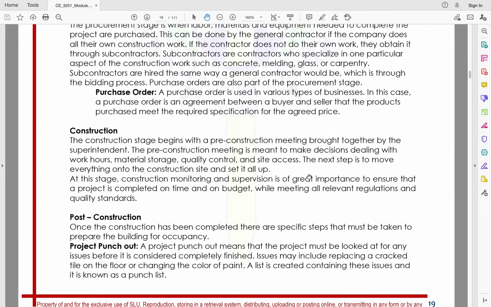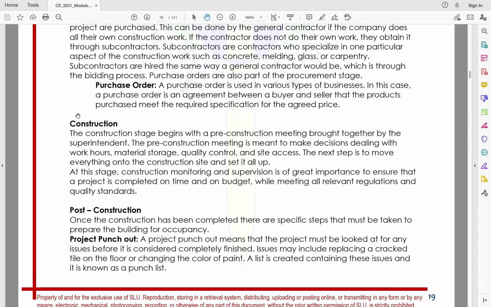Okay? Now, after the pre-construction stage, we now have the construction phase. The construction stage begins when the pre-construction meeting is brought together by the superintendent. The pre-construction meeting is meant to make decisions dealing with work hours, material storage, quality control, and site access. Okay? So the next step is to move everything onto the construction site and set it all up. For the work hours, it is an 8-hour per day working condition.